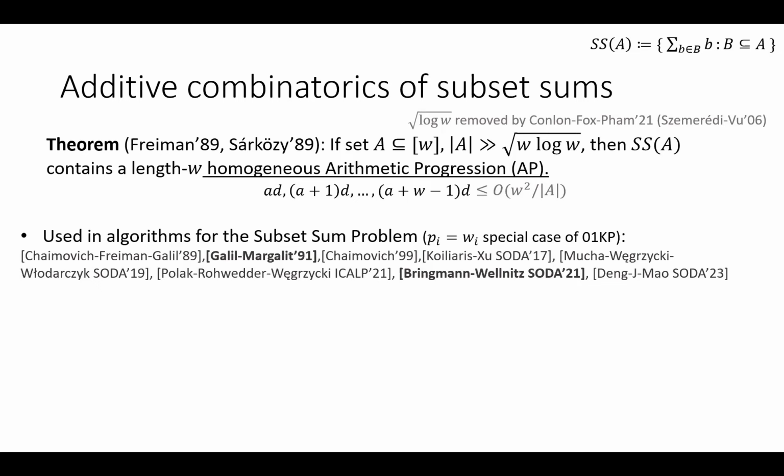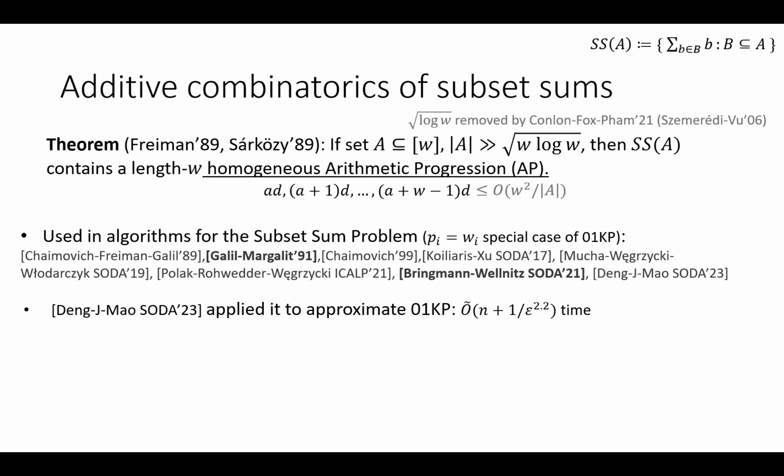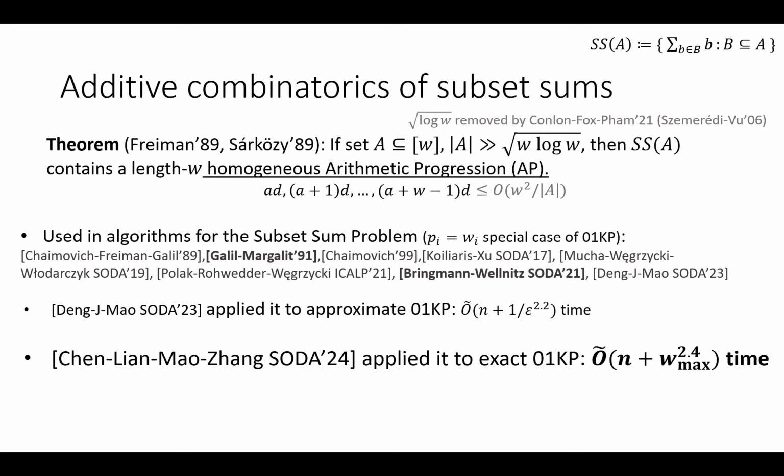This theorem has been used in a lot of results showing fast algorithms for various settings of the subset sum problem, where subset sum is equivalent to the special case of 0-1 knapsack where the profit equals weight. And in SODA from last year, this theorem was first applied to the knapsack problem, but the argument in that paper had some loss, so that it was only applied to the approximate version of 0-1 knapsack. And more recently, the paper by Chen, Lian, Mao, and Zhang used a very different argument and used this additive combinatorial result to solve the exact version of 0-1 knapsack faster than previous works.